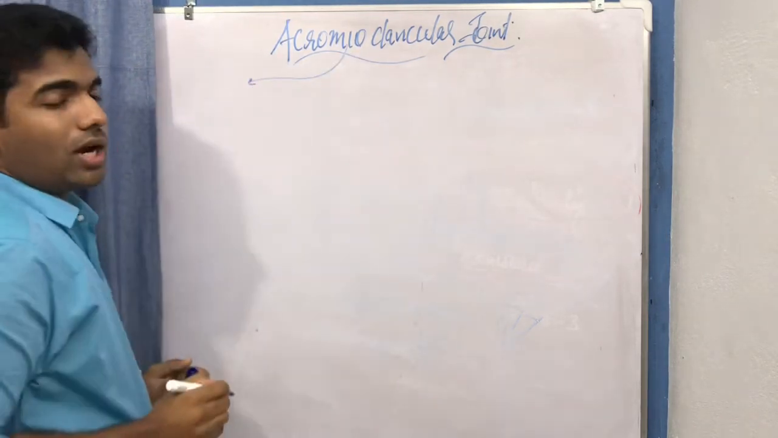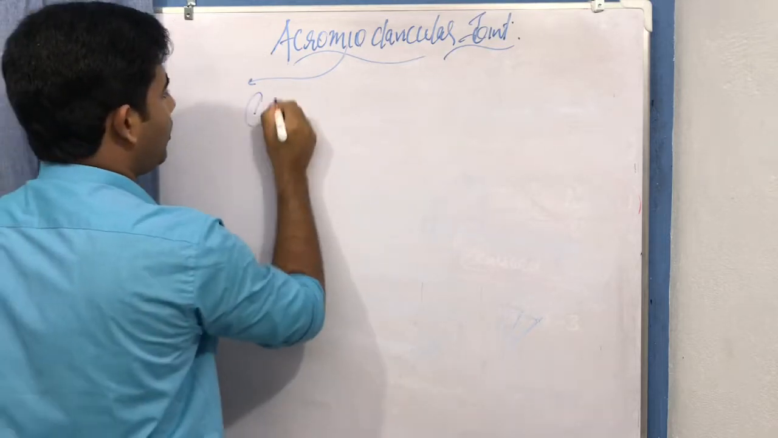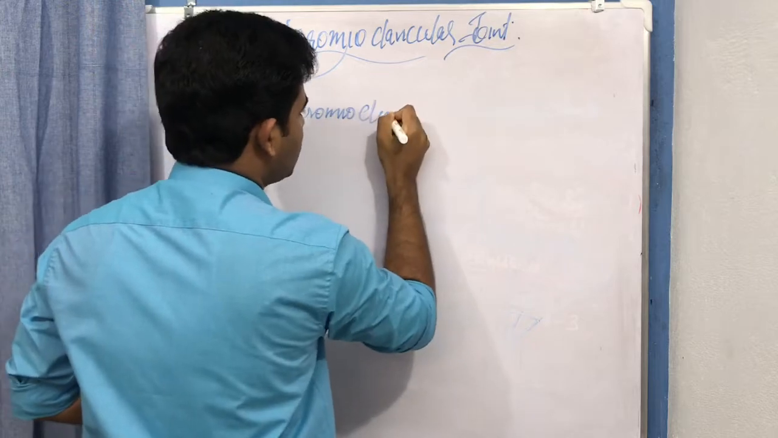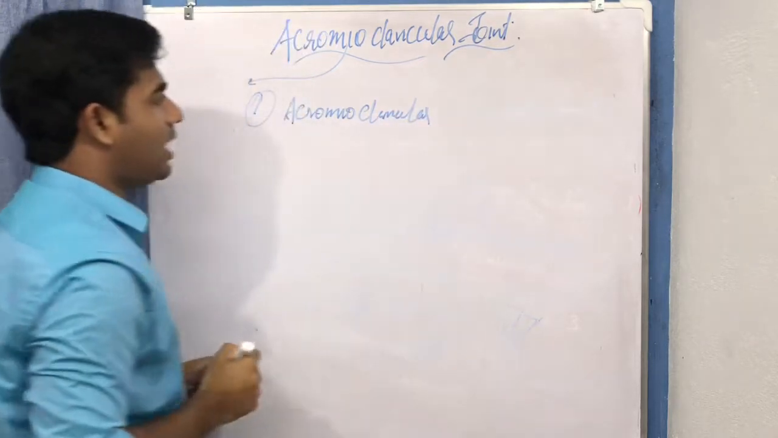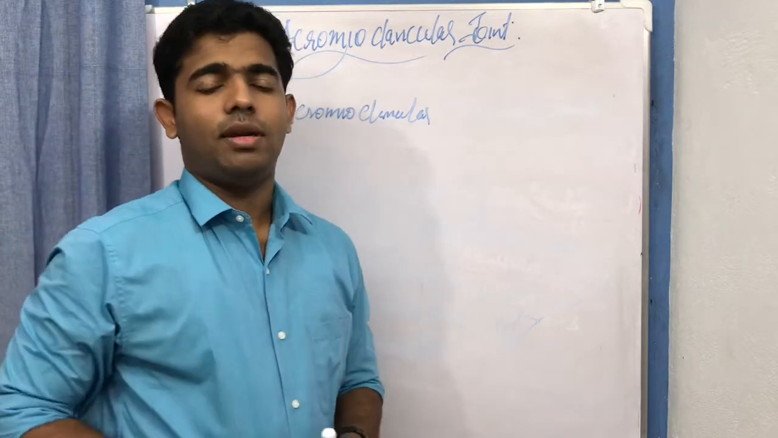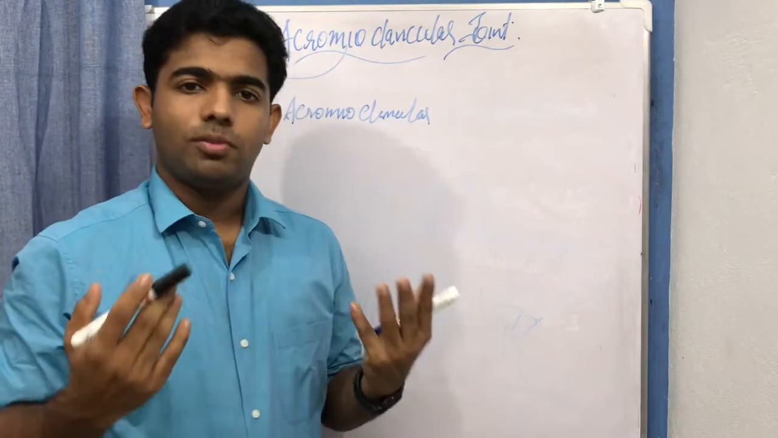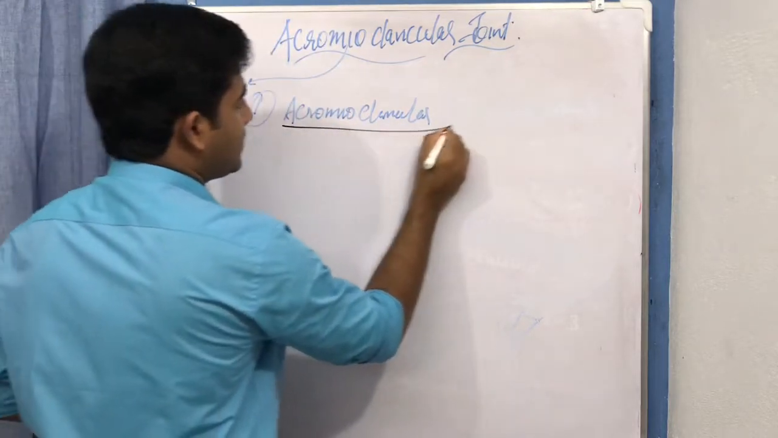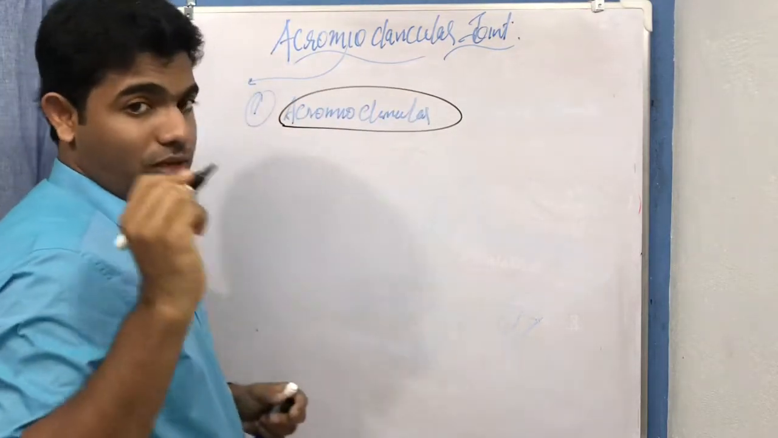It is the acromioclavicular joint. So the first ligament here is the acromioclavicular ligament. It's so simple. In the sternoclavicular joint, you had a sternoclavicular ligament. In the acromioclavicular joint, you have an acromioclavicular ligament. In the glenohumeral joint, you have glenohumeral ligaments. So you don't have to worry about that. This is the acromioclavicular ligament, the first ligament.